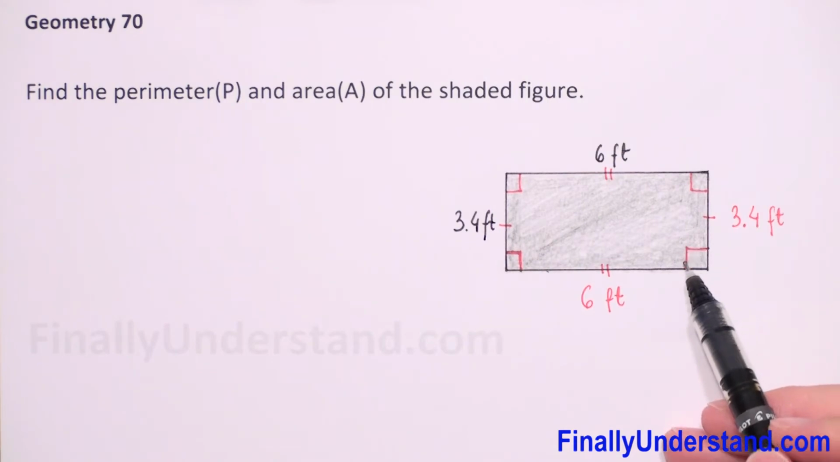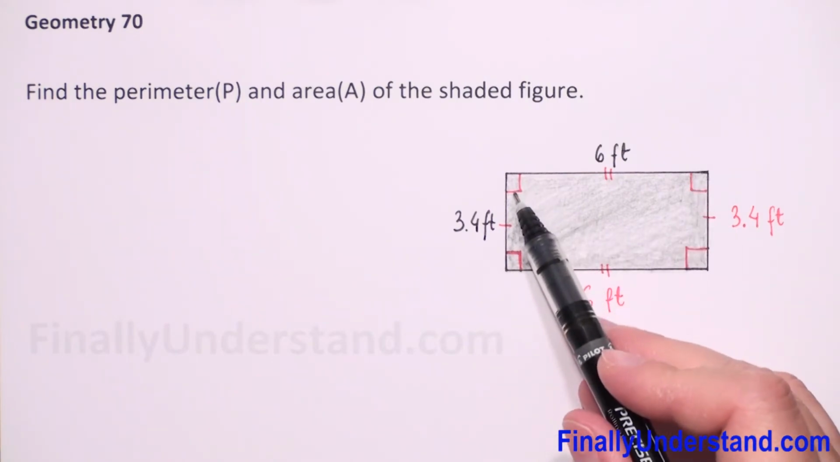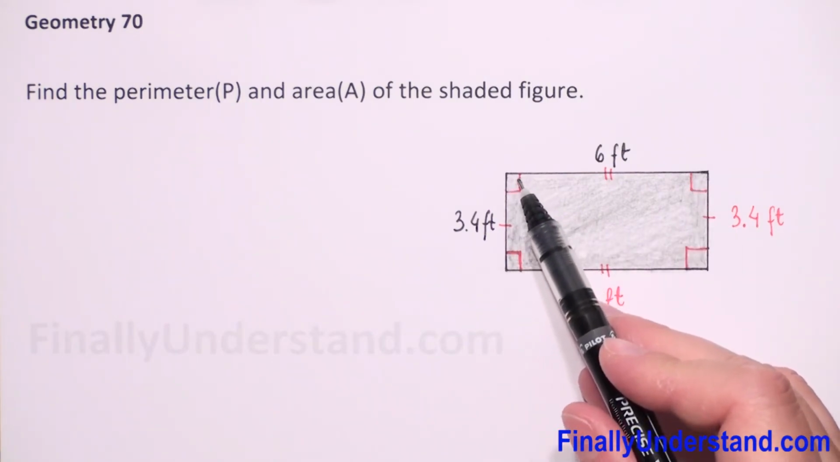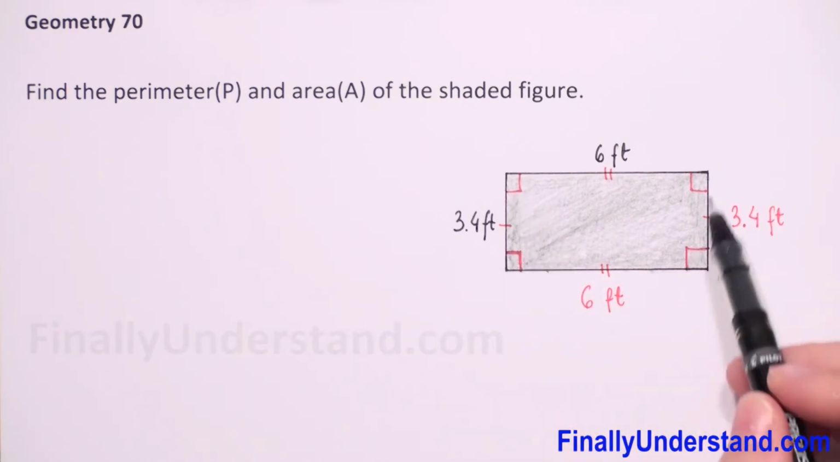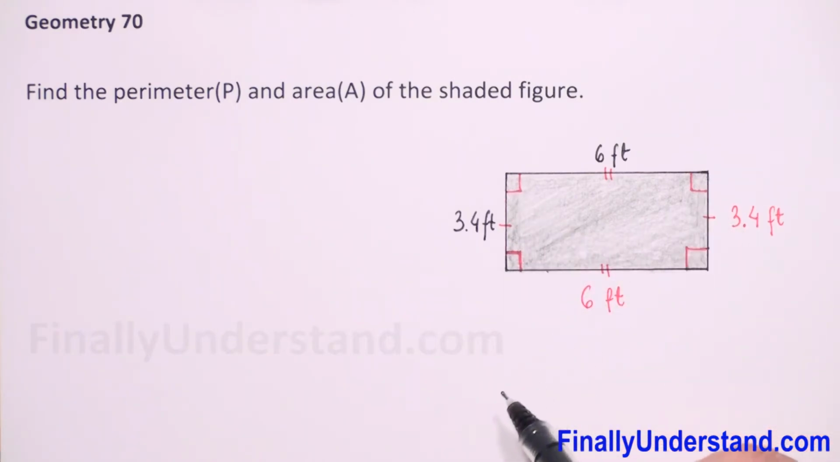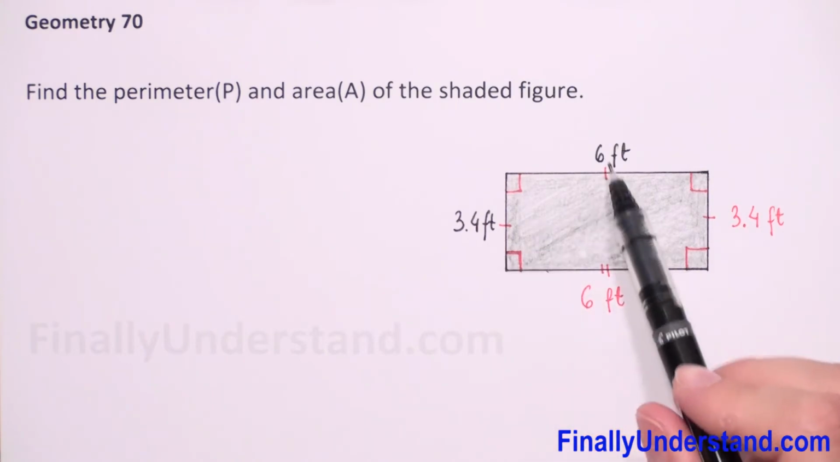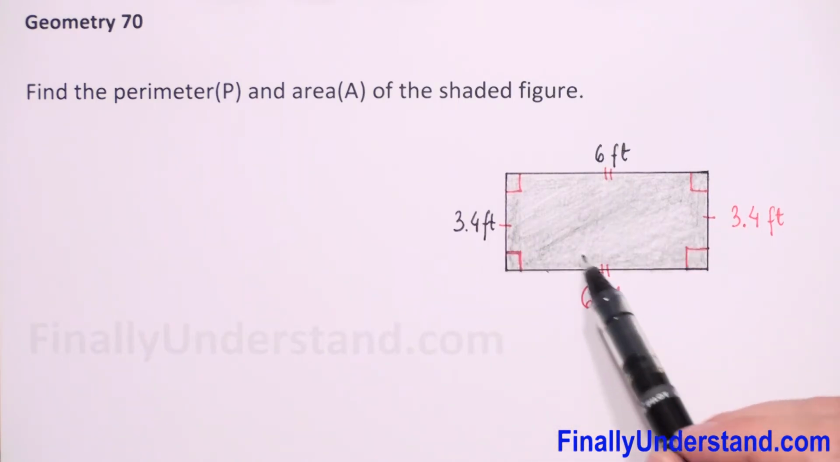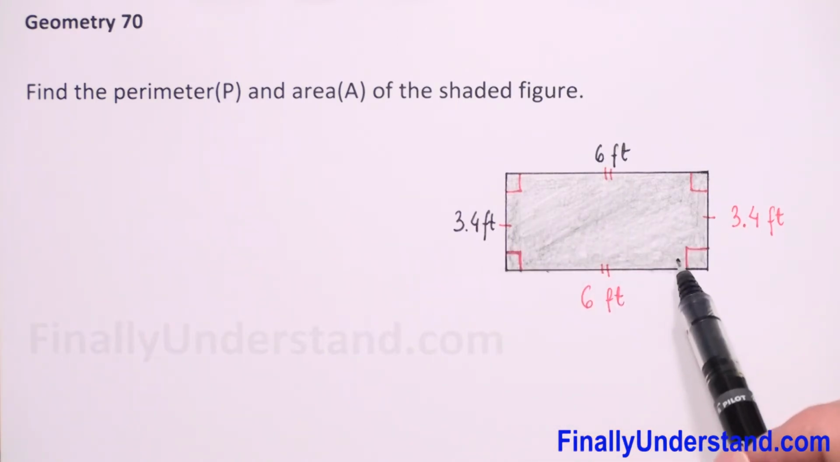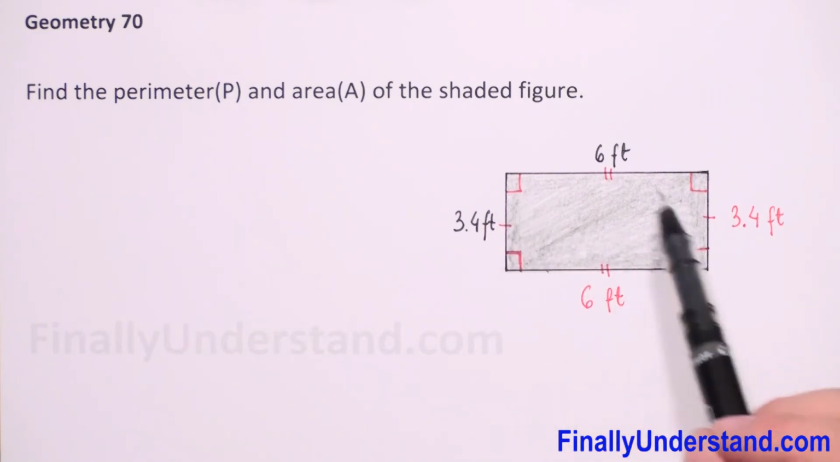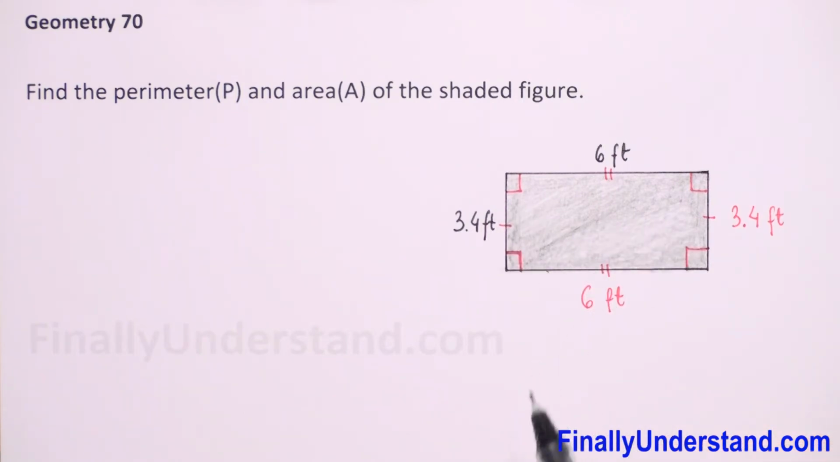And the angles are 90 degrees. This means that these angles are 90 degrees. So because opposite sides have the same length and the angles are right, we have a rectangle. And we know that perimeter is the distance around a figure.